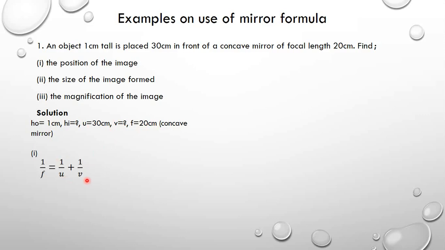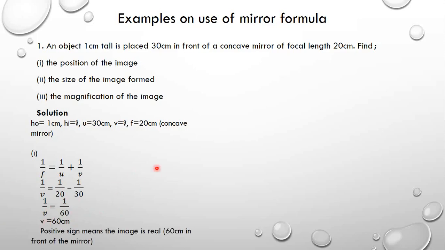So we shall have 1 over V is equal to 1 over F minus 1 over U, which is 1 over 20 minus 1 over 30, which is 1 over 60. 1 over V is equal to 1 over 60. Cross multiply, we get V as 60 centimeters. It is positive, which implies that it is real. So the image is real.